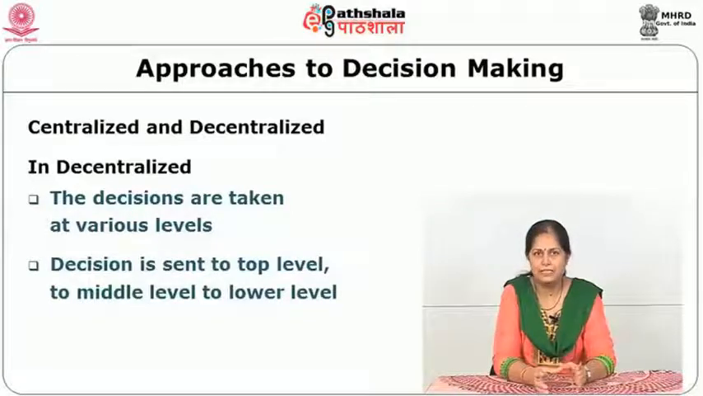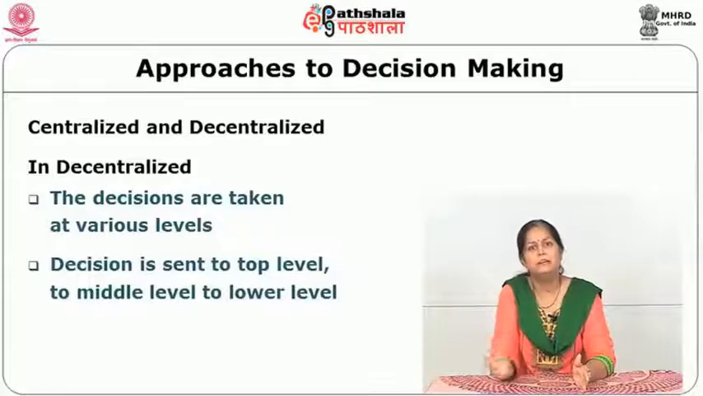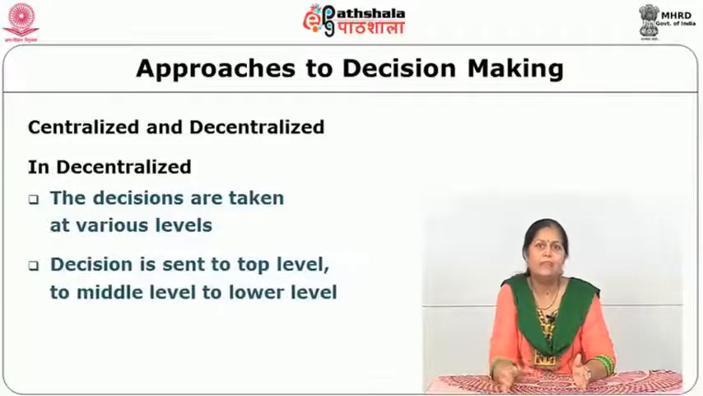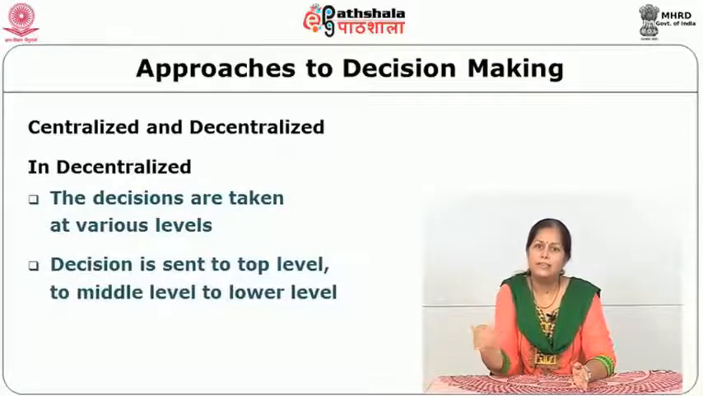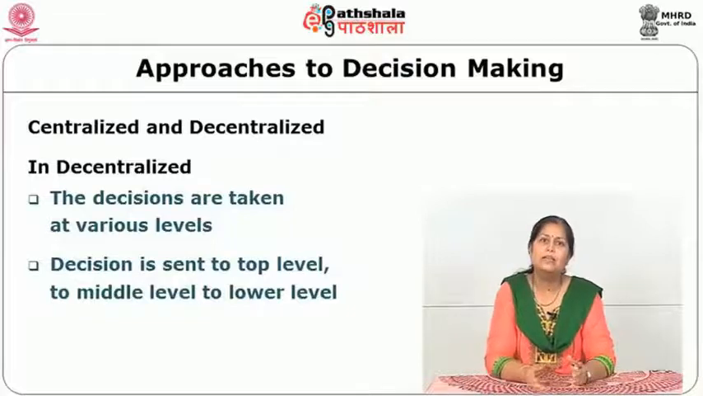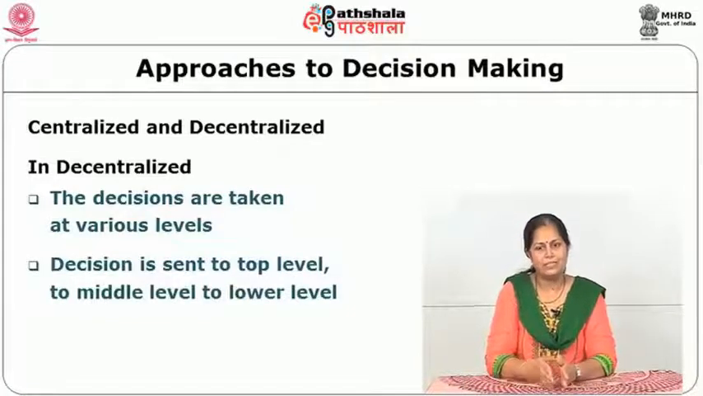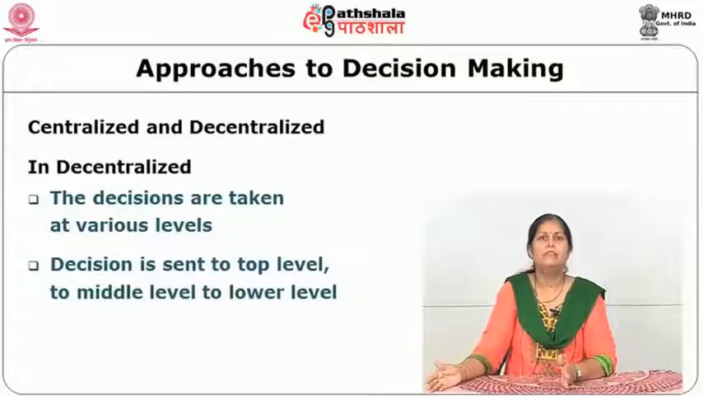Maybe the top management will take up a decision and send it to the middle management for getting their approval or their feedback. And then from the middle management, it will be sent to the lower level. So in this way, the particular decision is sent from the top level to the middle level, considering their feedback and their opinion, and the final decision will be taken. In this way, the particular decision is divided among the levels.